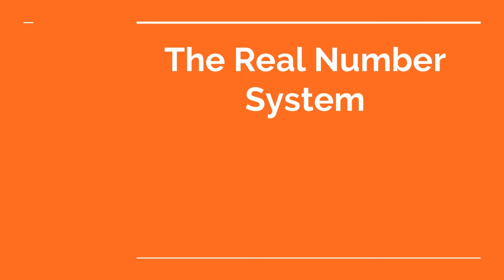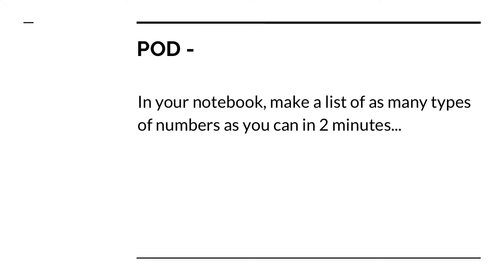Today's lesson covers the real number system. Your notebook should already be set up with a table of contents entry and pages set aside for the real number system. So the first thing I want you to do on those pages is to make a list of as many types of numbers as you can in 2 minutes. That's all I'm going to ask of you. How many types of numbers can you list in 2 minutes?